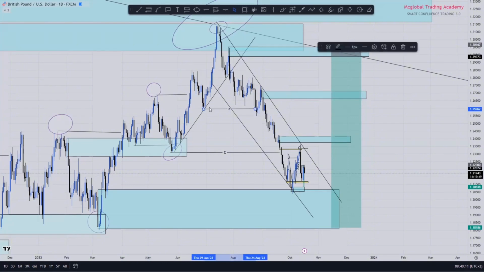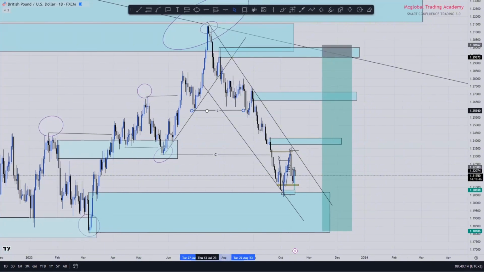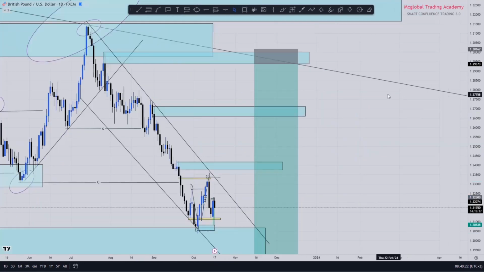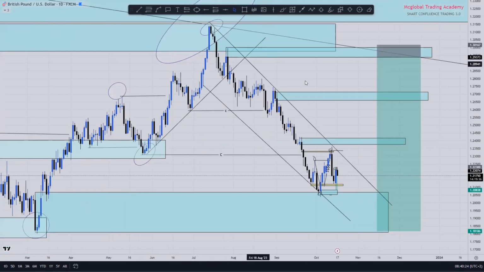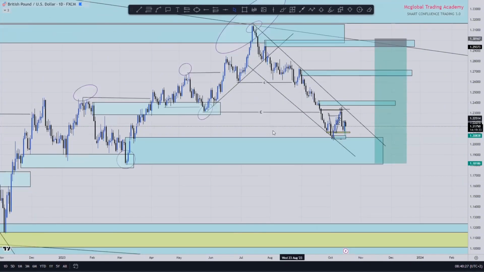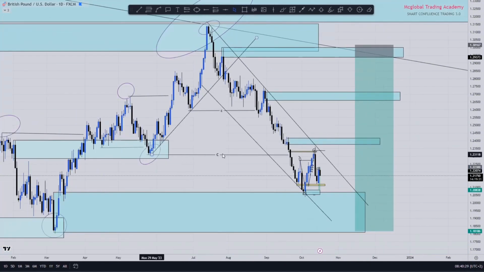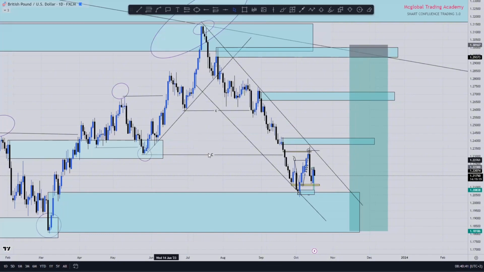So that shift of internal order flow, most times I even label it with a minor change of character. The reason why I call it a minor change of character is because it would not have shifted the entire market structure, like a major change of character, in this case, this one. This is the major change of character, whereby they take out the entire, what do you call this? The entire higher low, right? So that's a major change of character now.